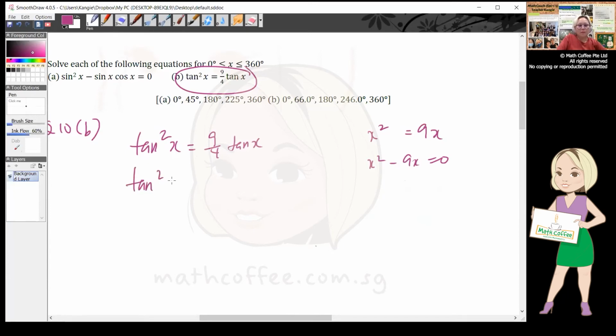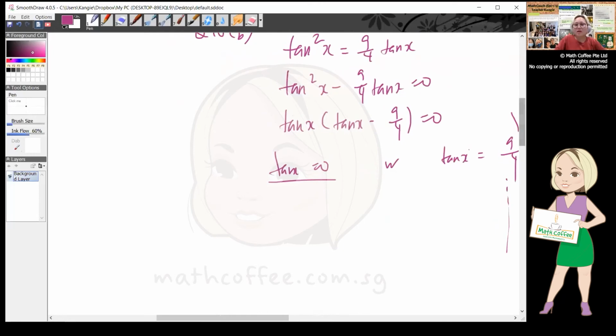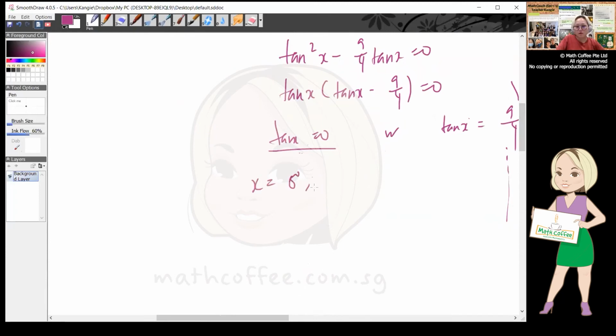So I'm going to bring it over first. So take out common factor tangent x. I have tangent x minus 9 over 4 equals to 0. So I have tangent x equals to 0 or tangent x equals to 9 over 4. So tangent x 9 over 4, what you do is first quadrant and third quadrant. Okay, so everything else is the same. This one I'm not going to do it. Take note, tangent x equals to 0. You can actually memorize it by saying that, oh, it's actually the same thing as sine x equals to 0. So this one I have 3 answers, 0, 180, and 360 degrees.